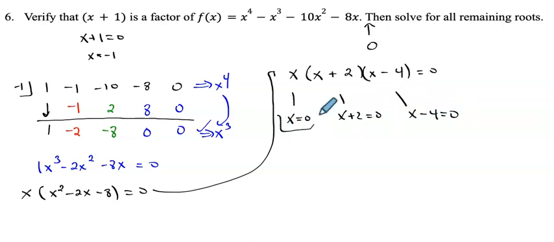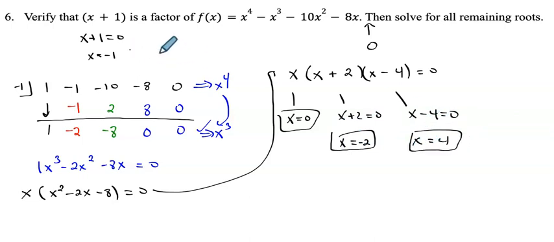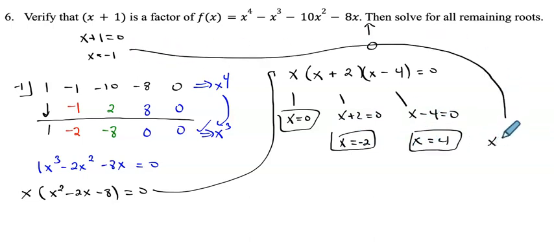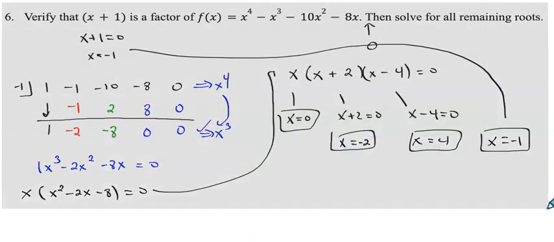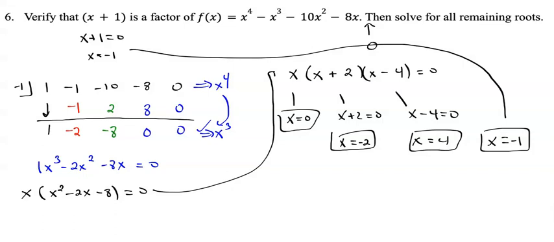Alright, so x equals 0, nothing more to solve there. Here we get x equals -2, and here we get x equals 4. And don't forget my other factor here, where x is equal to -1. Alright, so there's the final factors of all this, and all the remaining roots. And then we'll come back to graphing this a little later.